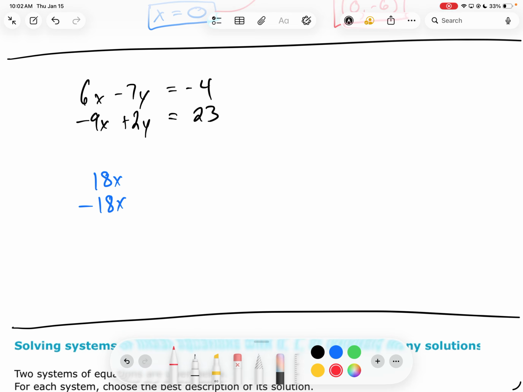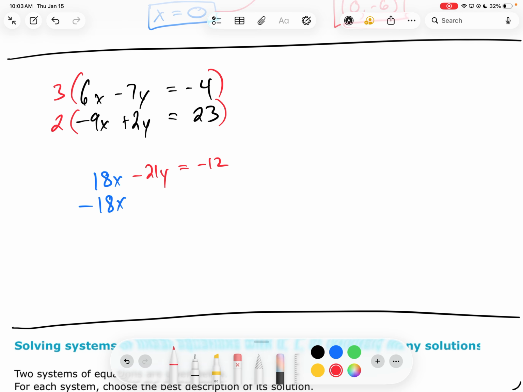All right. So we need it to be 18x and negative 18x. So we are going to multiply by 3 to make it be 18x, right? 3 times 6x is 18x. 3 times negative 7y is negative 21y. 3 times negative 4 is negative 12. Make sure you multiply all of them. It is very common to forget to multiply that one. And then on the bottom, to get negative 9 to negative 18, I need to multiply by 2.